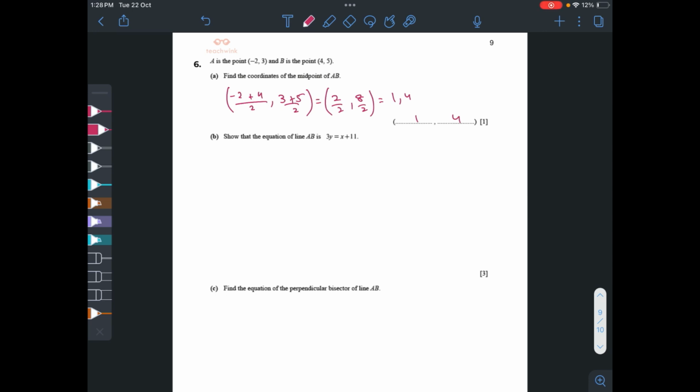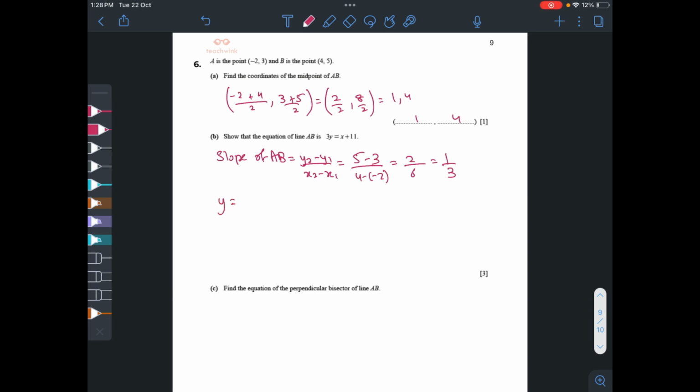The next part says show that the equation of line AB is 3y equals x plus 11. The line AB, first of all, we need to find the slope of AB, that is y2 minus y1 over x2 minus x1. The slope is going to be 5 minus 3 over 4 minus negative 2. That is going to give us 2 over 6 actually. This gives us 1 over 3.